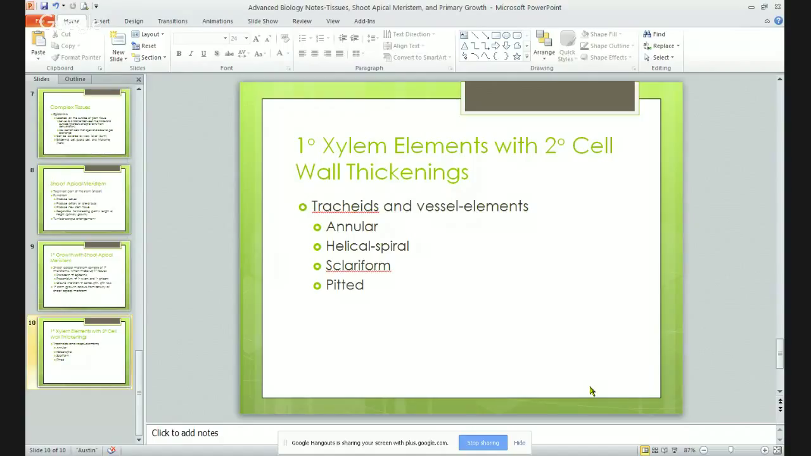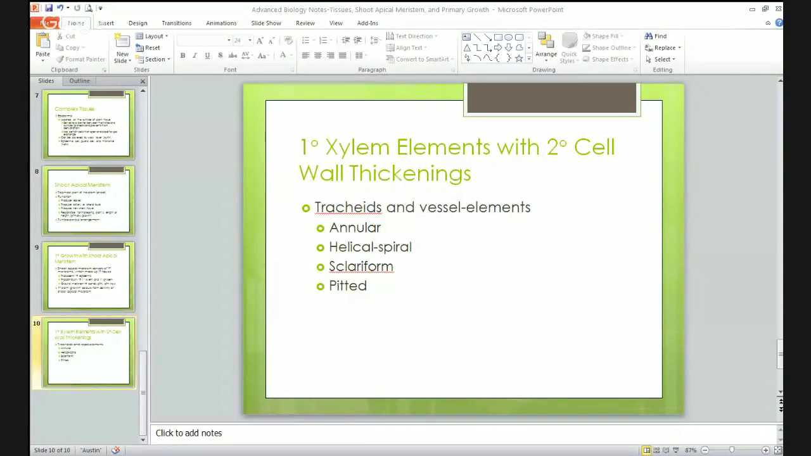So this kind of wraps up your primary growth, shoot apical meristem, and types of tissues. I know it was a lot, so if you do have any questions, do please ask. I'd be happy to try to clarify anything that you may have questions over. And tomorrow we'll look more at the stem anatomy. We'll talk a little bit about the differences between monocots and dicots, and then kind of go into the differences between a monocot stem and a dicot stem.